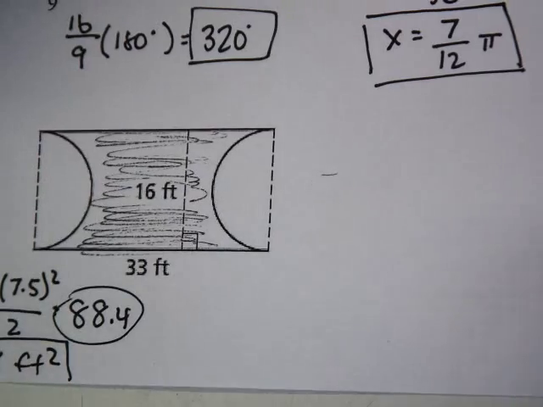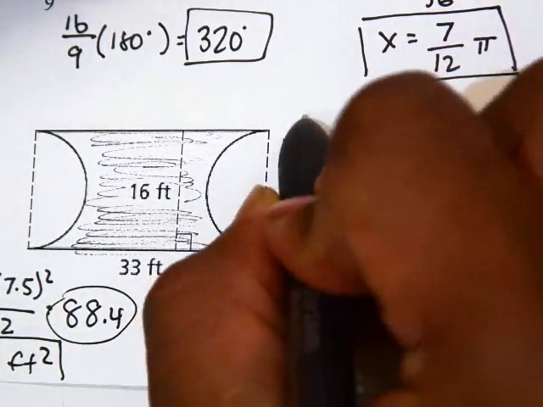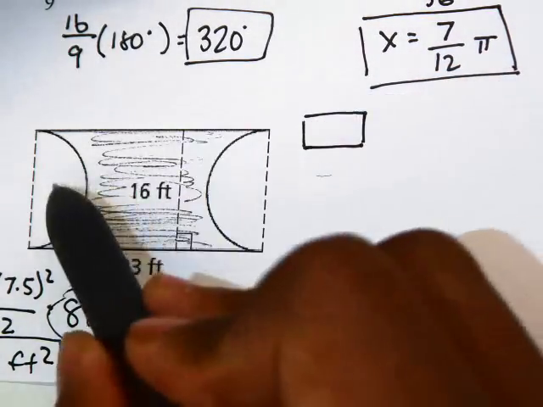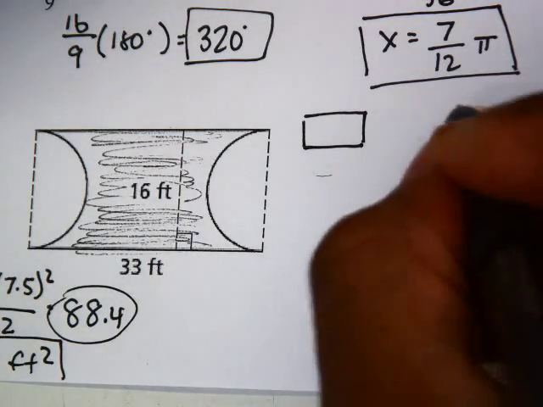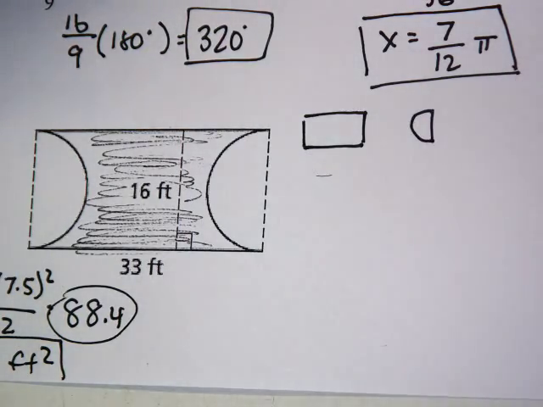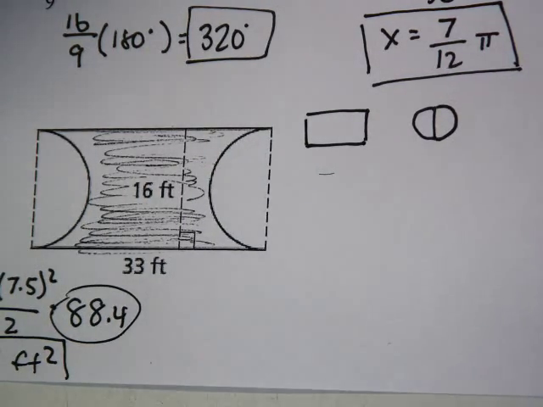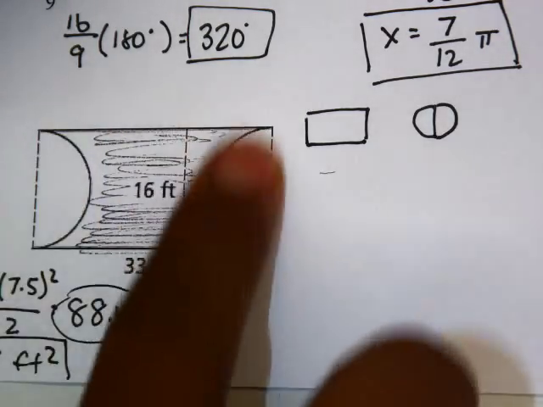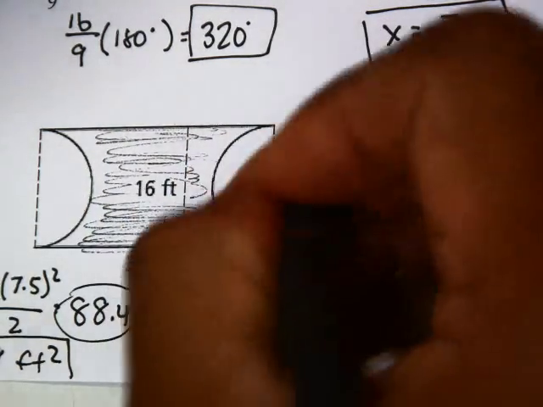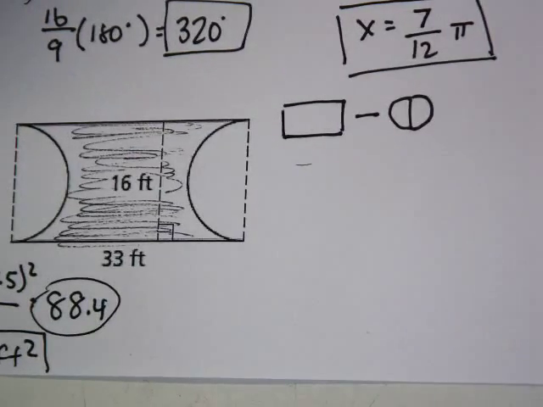Over here, I see two shapes. I see a rectangle, then I see two half circles. Right? I have a half circle on the right that looks like this, and a half circle on the left that looks like this. And together, they should create a full circle. Since I have this rectangle and I'm taking the two half circles out, I'm going to actually subtract the areas.